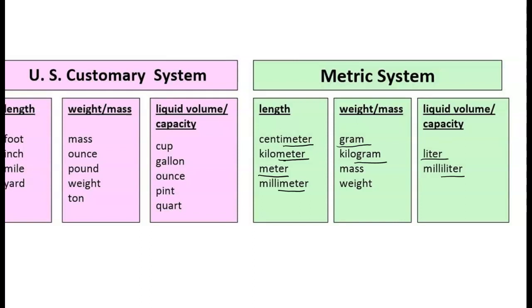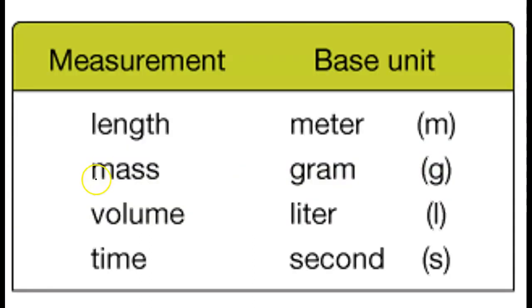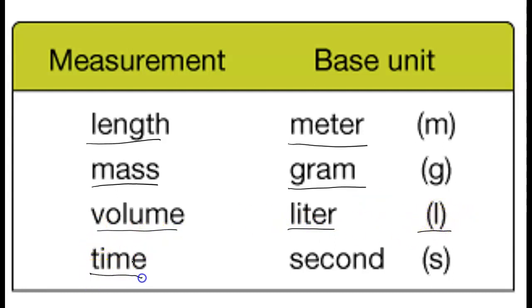So let's say the base unit for mass is gram. The base unit for length is meter. This is its abbreviation: M for meter, G for gram. The base unit for volume is liter. The abbreviation is L, the small one. The base unit for time is second. The abbreviation is S.